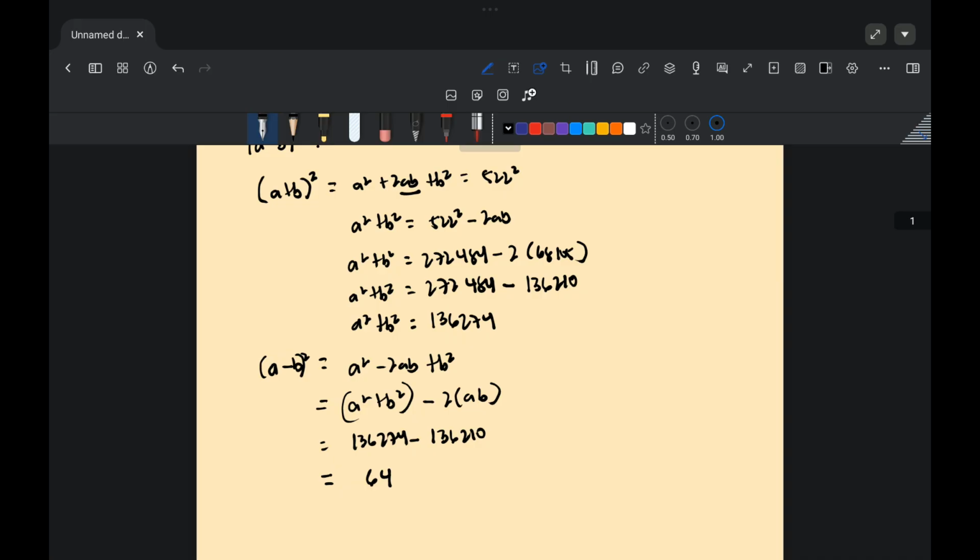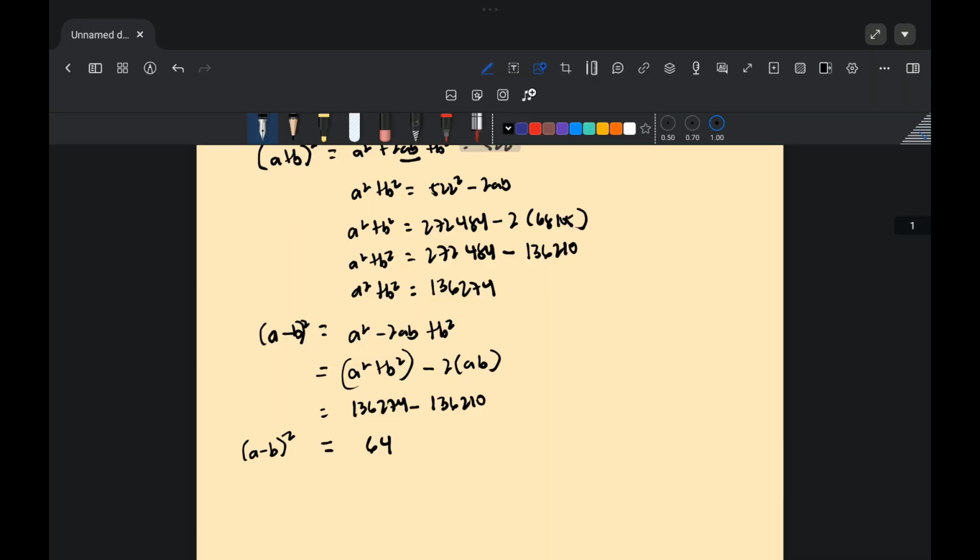But remember, this is still in square form. So getting the square root, we have A minus B is equal to 8. So this is the final answer.